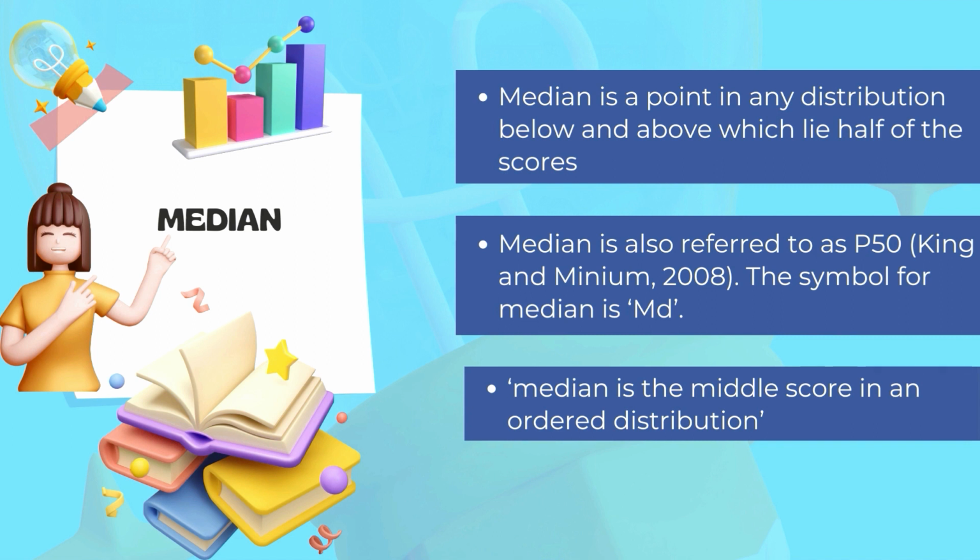This is not the middle score of a distribution which is not in a particular order. If you have data and you arrange it in either ascending or descending order, whatever data comes in the very center, the 50th percentile position, would be considered the median score.